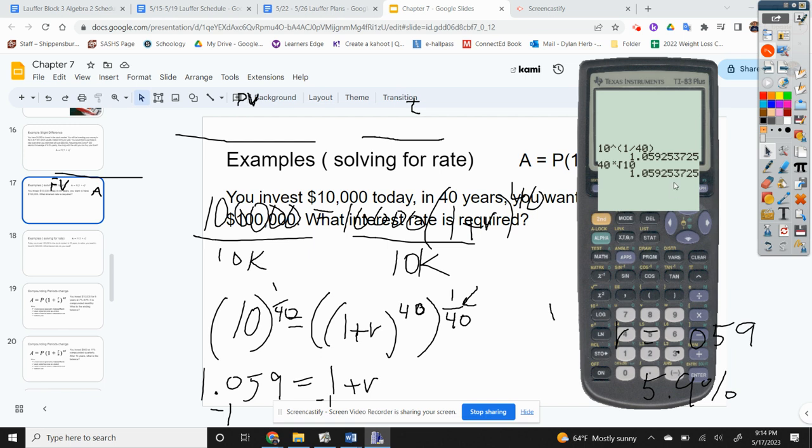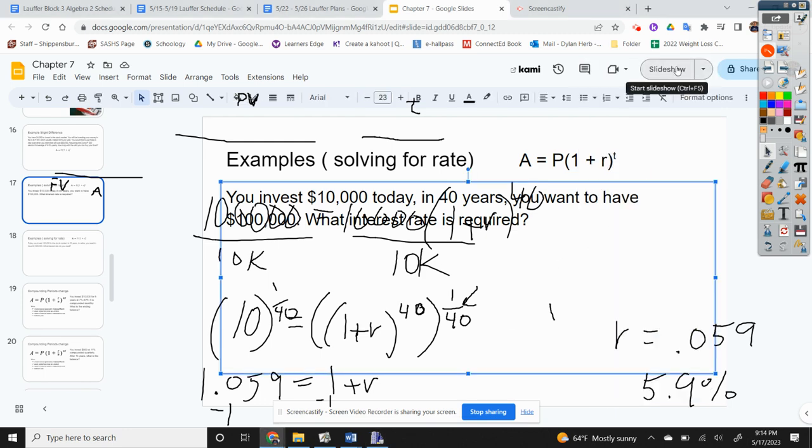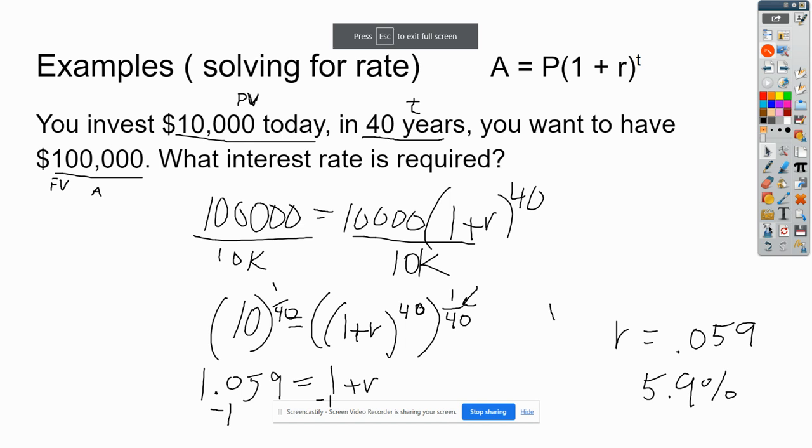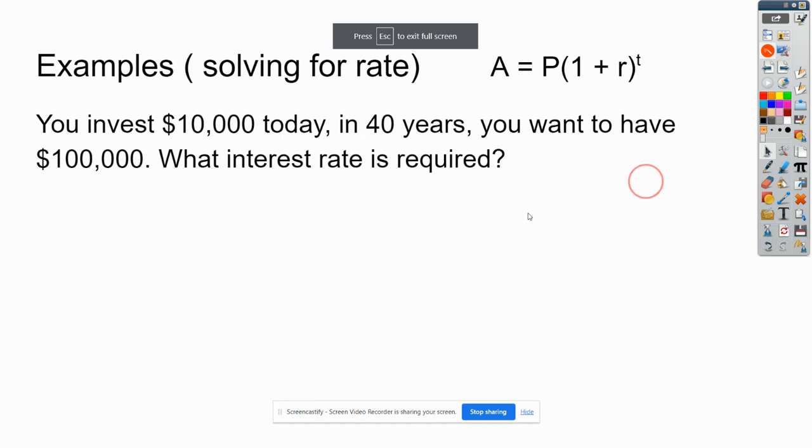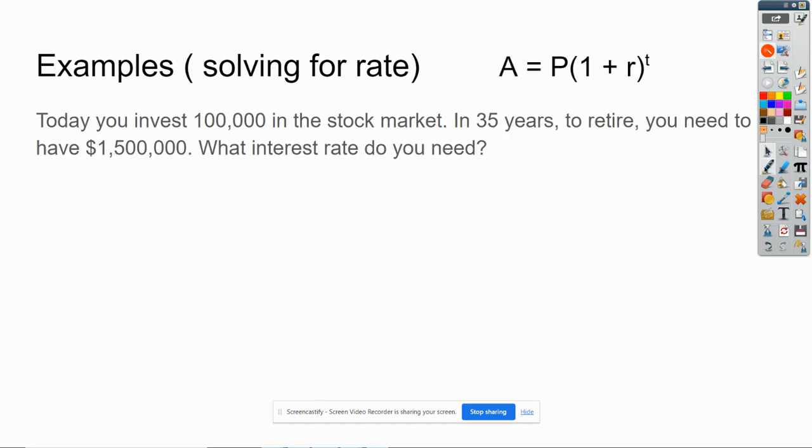And you'll see that it's a mirroring image here. It's exactly the same answer. So if we do the 1/40th power to both sides, it's the same thing as doing the 40th root. So pick which one you like best. All right, so there's your example there, 5.9%. It's really not that much. That's not a very high interest rate.